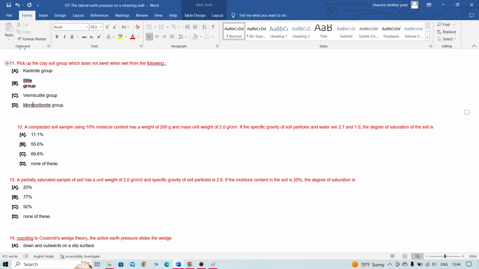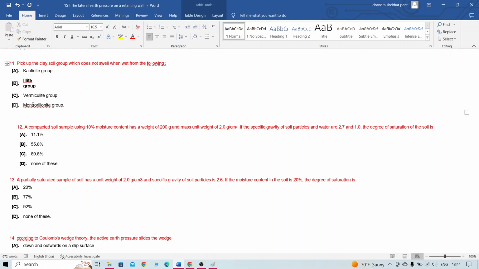Because it swells excessively and shrinks very much, both the drying and the swelling processes happen so rapidly. So we generally don't recommend constructing anything in the montmorillonite group.